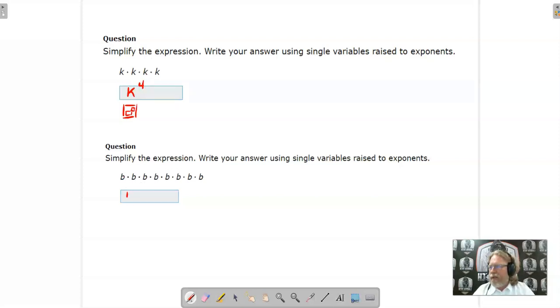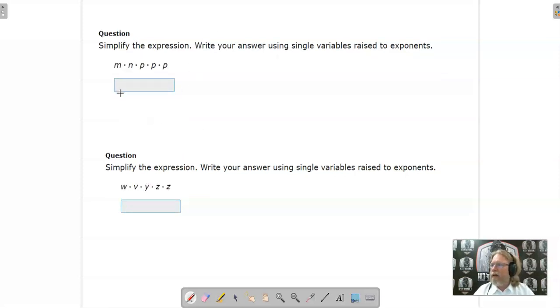Here we have a base of b, so we'll type in b, and then hit that button underneath that's going to be right there to put in the exponent. And b shows up 1, 2, 3, 4, 5, 6, 7, 8 times. So this is an exponent of 8. So this expression here is b to the 8th.